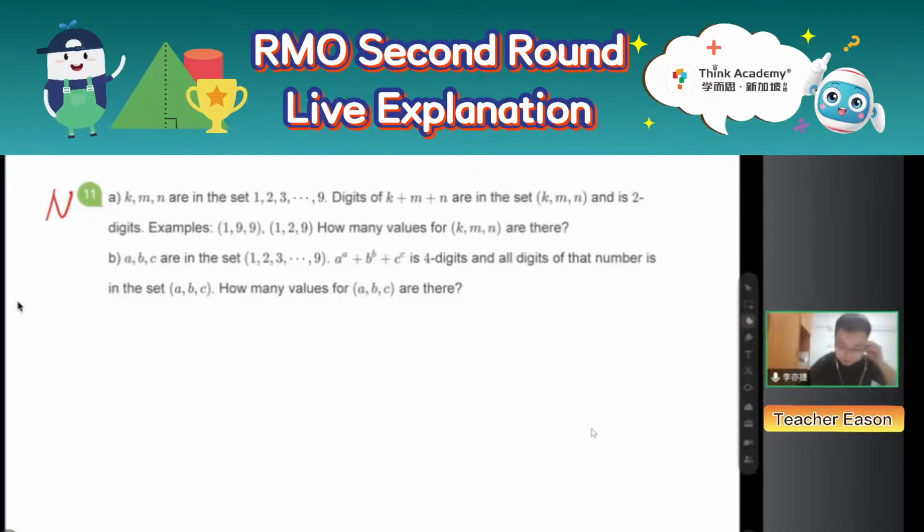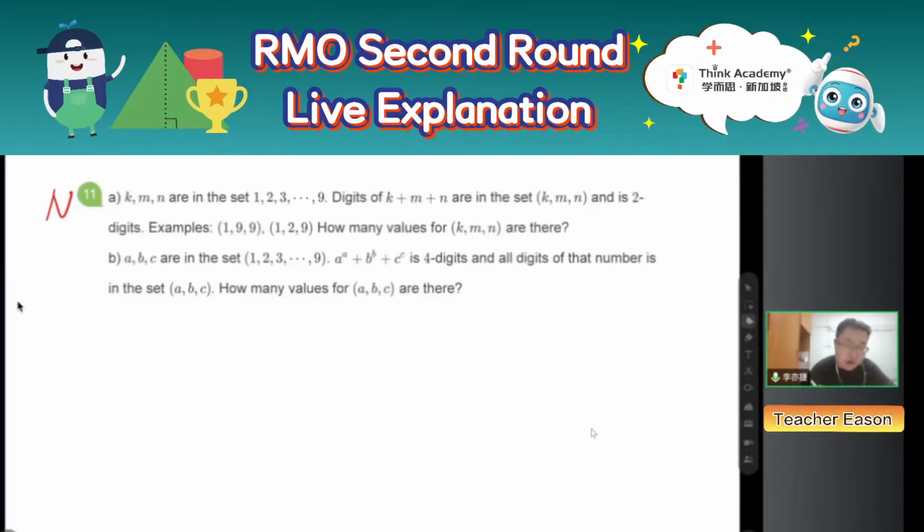So now the first one. So k, m and n are in the set 1 to 9. And then it's k plus m plus n. The sum of k and n is a two-digit number. And then the digits formed by it are also k, m and n. So if you find three numbers whose sum uses the digits from them, how many ways are there?